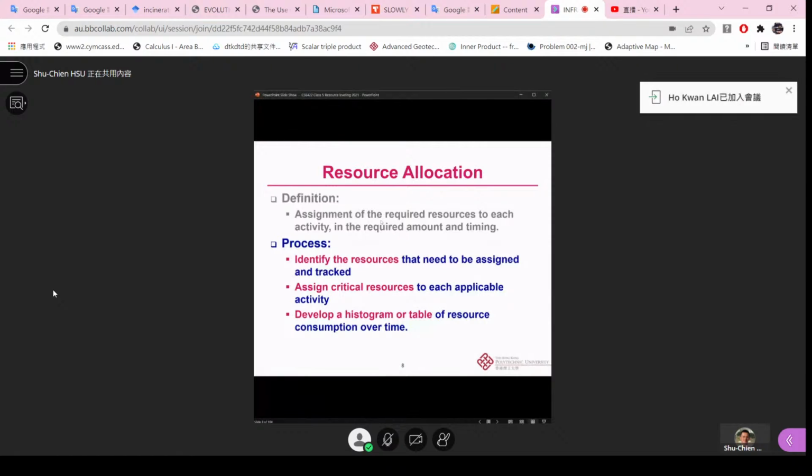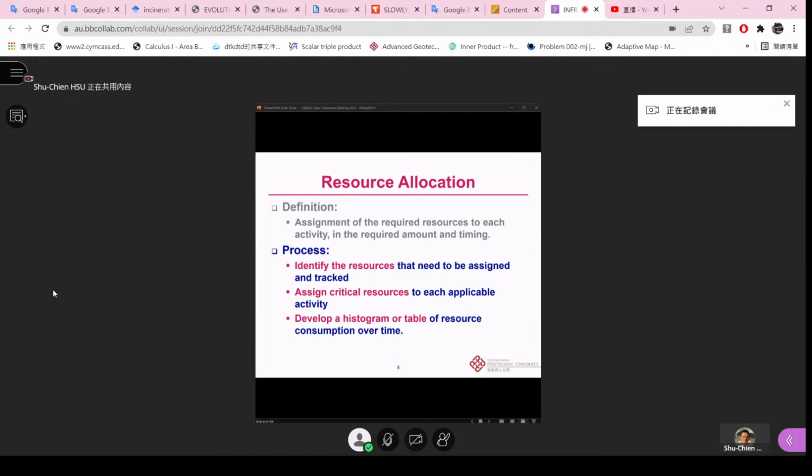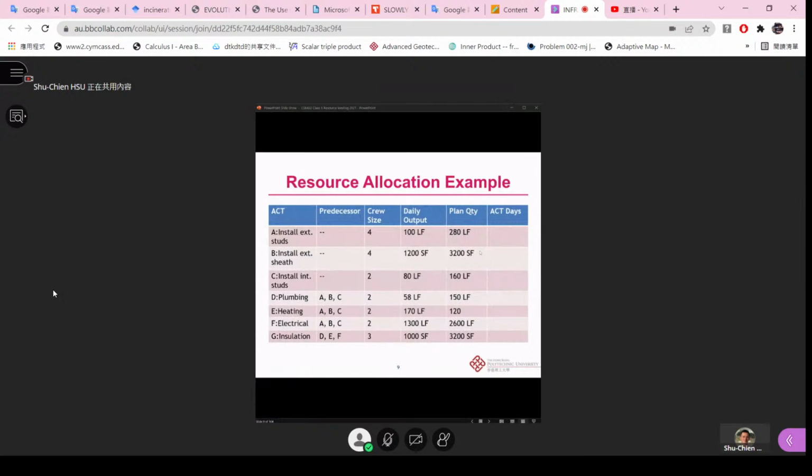the resources that need to be assigned and tracked, right? And then we can assign the critical resources to each applicable activity, then develop the histograms or table of the resource consumption over time. So this is a very simple example to show how we can do that, all right?